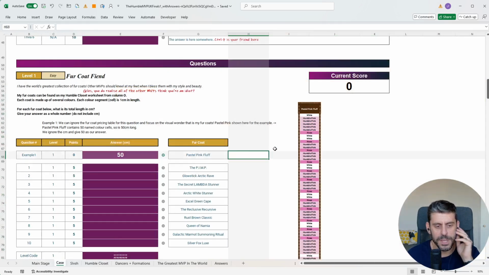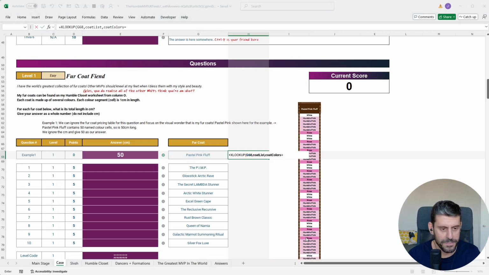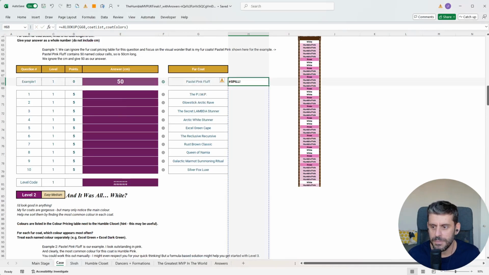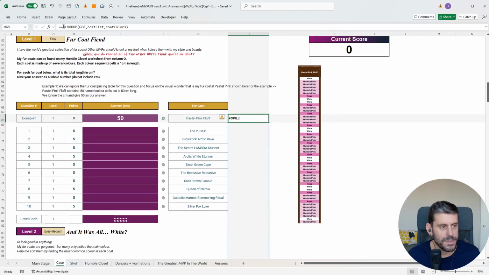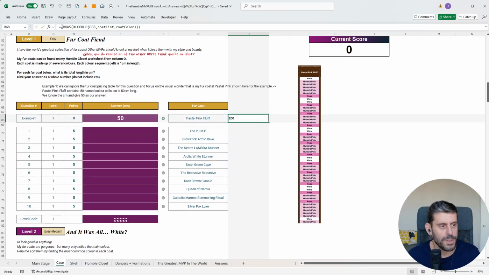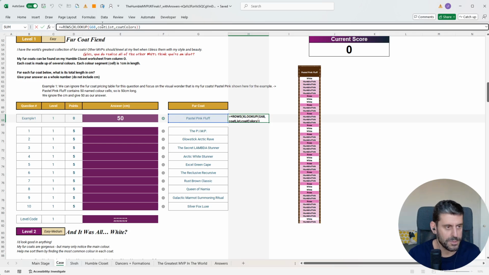Okay, so what we can do is basically XLOOKUP the code into code list and return the code colors. You can see this is spilling because of course it's a very big array. And what I did is just look for the rows. Actually 200, because you also need to filter a bit.